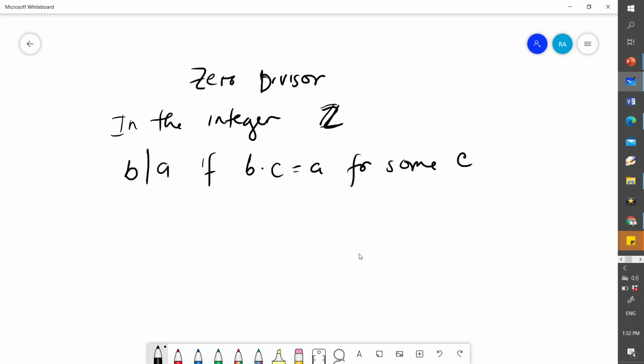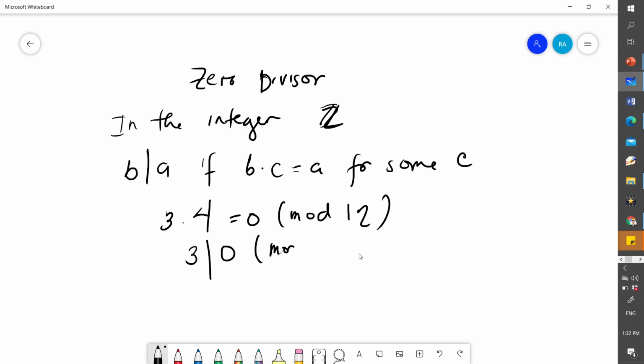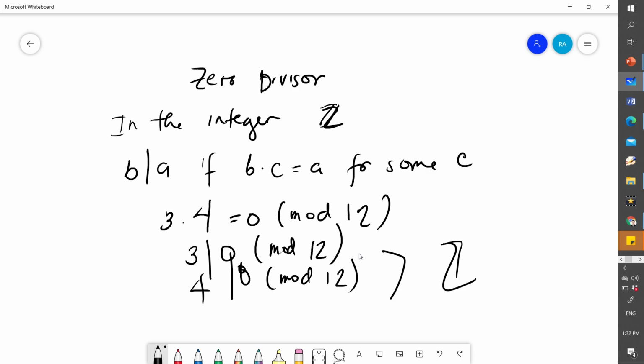Actually, in the integers mod 12, 3 times 4 equals 0 mod 12. So 3 is a zero divisor mod 12, and 4 is also a zero divisor mod 12. Okay, they really are what we call zero divisors.